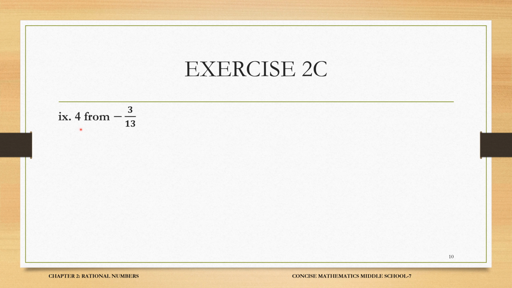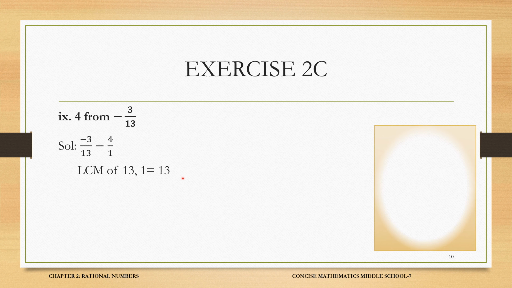Ninth question, 4 from minus 3 by 13. So from this minus 3 by 13, you need to subtract 4. Just write down minus 3 by 13 minus of 4 by 1. Here, since the denominators are different, you need to take the LCM of 13 and 1. Always the LCM of 13 and 1 will be 13. There will be no change. Just write down 1 and 13.